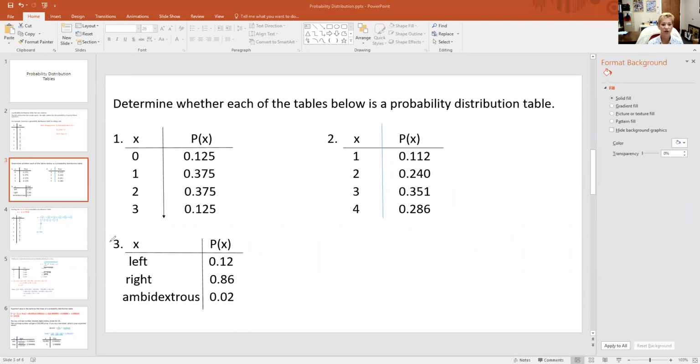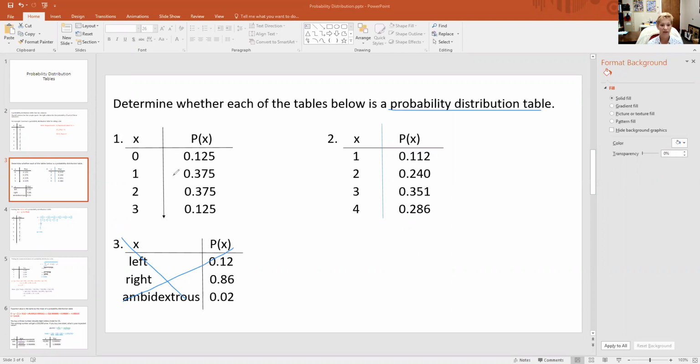All right, how do you know this third one cannot be a probability distribution table? Because remember, one of your conditions is this left column has to be numbers, and these are not numbers, so this one's not a probability distribution table. It's a table with probabilities, but it's not a probability distribution table. Now, these both have numbers here, so that's check. All right, so that first condition checks.